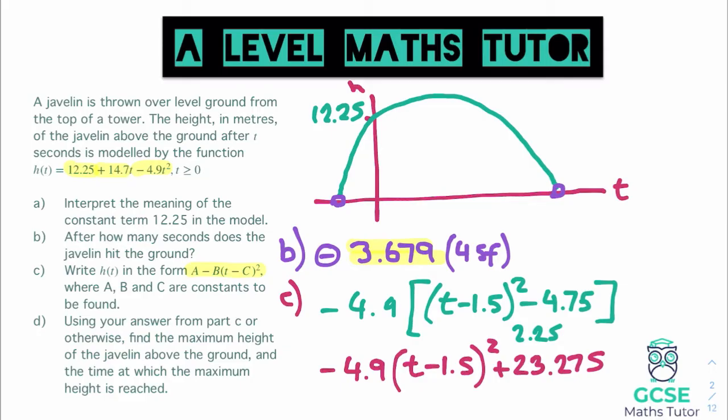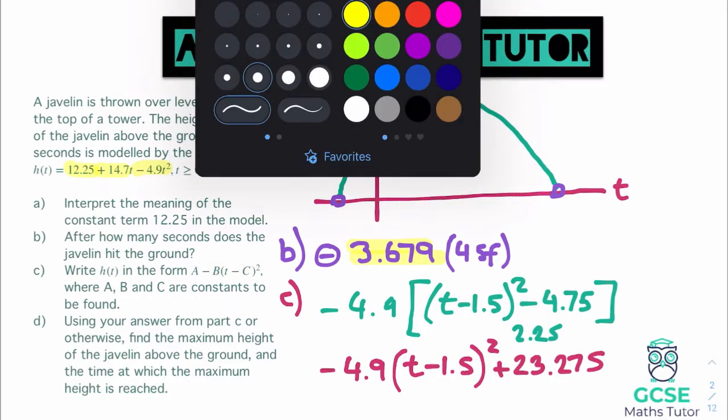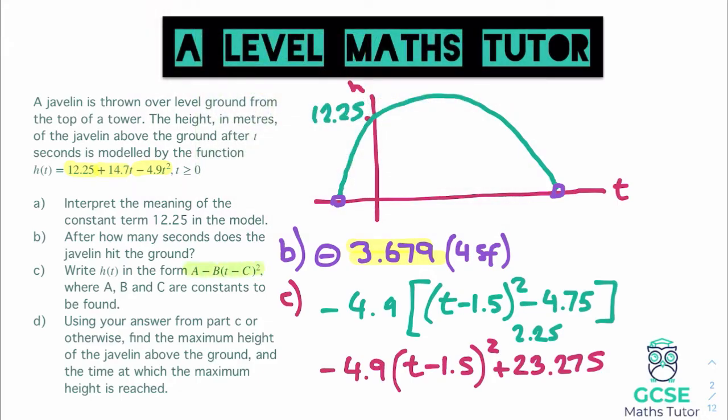And obviously in the question, again, let's have a look at this. Let's just highlight that again. In the question, it did ask us to write it in a particular form, and it wanted it as a minus and then the completed square bracket there. So we just need to slightly rearrange this. We're going to move that 23.275 to the start just before the negative 4.9, and that would then read 23.275 take away 4.9 brackets t minus 1.5 squared.